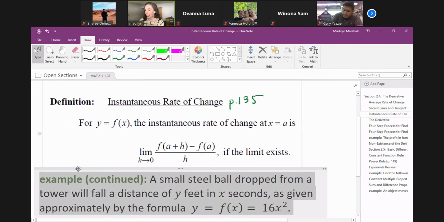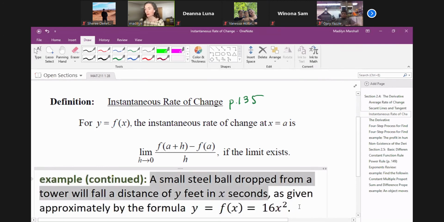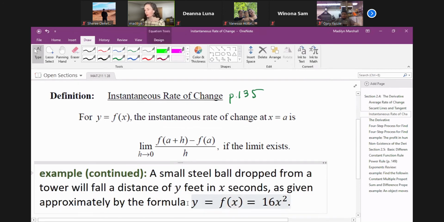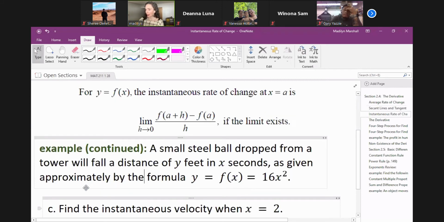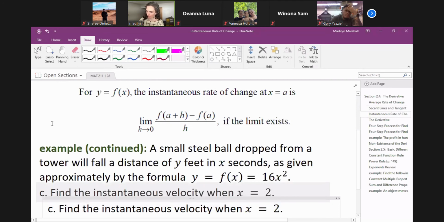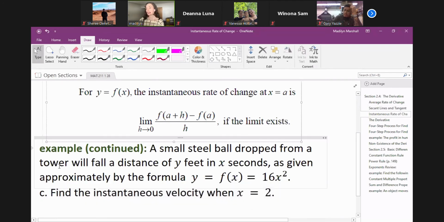So this is a continuation of our steel ball example. This is just that same context, so you don't have to write it down again if you have it in your notes. The steel ball is dropped, and we have the formula for the distance that it traveled. Our last bit of that question is that we want to know the instantaneous velocity when x equals 2. We already did most of the work here.